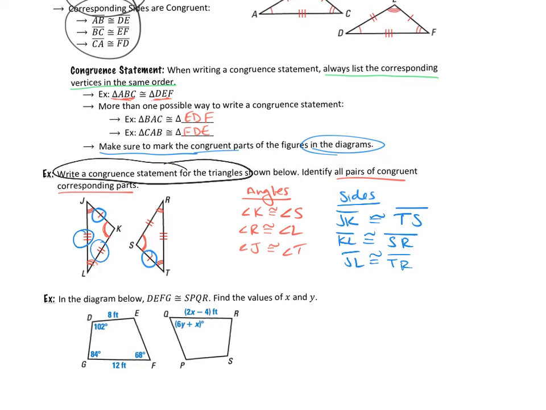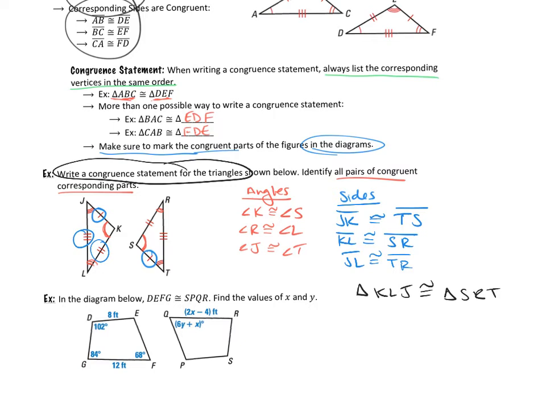statement for the triangles. So this is going to look like triangle, let's just go in order, KLJ. Doesn't matter which order, but we need to do them in the same corresponding order. So it needs to be SRT.